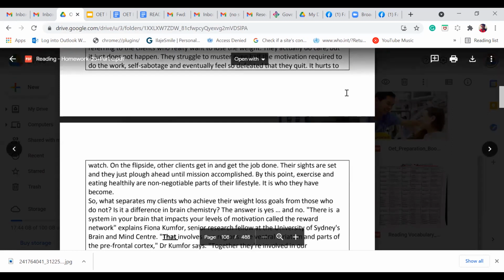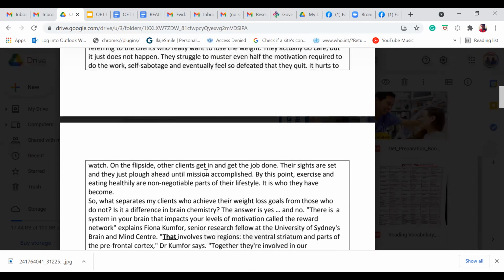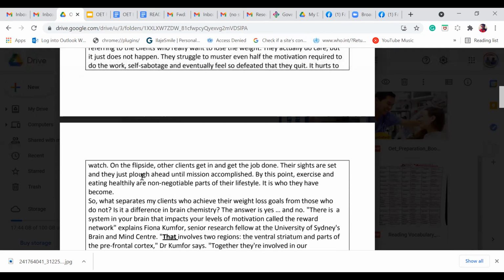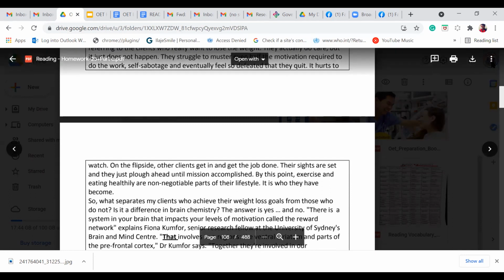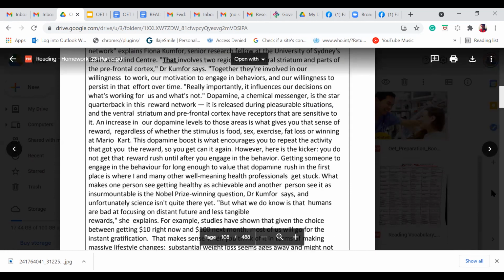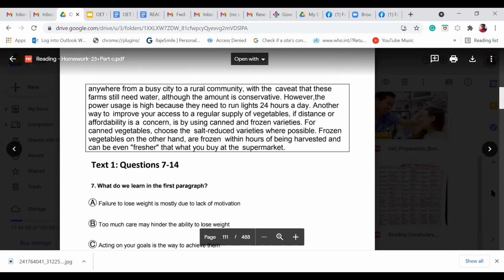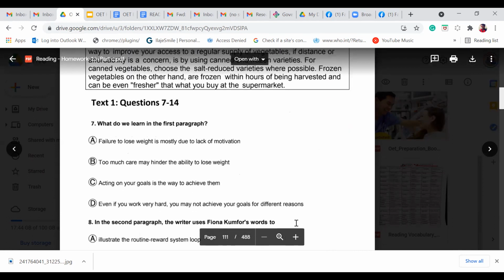So if you look at this, on the flip side, that's where the answer is. Other clients get in and get the job done. Why did they get in and get the job done? That's because their sights are set. That's talking about goals. And they just plow ahead until mission accomplished. There's no part in this first paragraph saying that even if you work hard, you won't achieve your goals. So the answer is C.